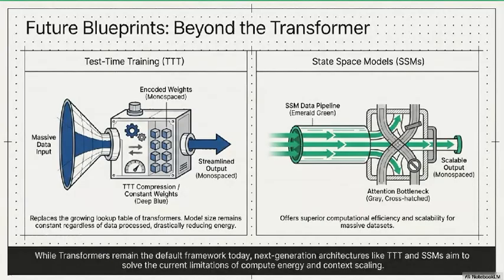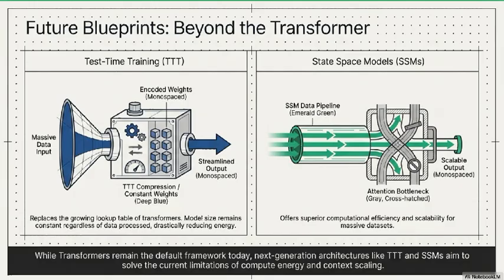TTT is fascinating because it completely upends how a model handles memory. As we just said, a transformer relies on a growing lookup table. The more context you give it, the more memory it hoards. But the blueprint explicitly states that TTT replaces the growing lookup table entirely. It acts as a compression system. Let's talk about the phrase constant weights. How on earth does a model process huge amounts of new data, but its internal size remains constant? How does it not grow? Because of the mechanism of compression.